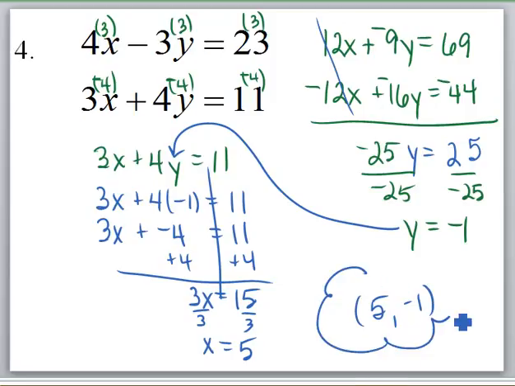And I'll go ahead and circle that. And I'll check my answer by plugging those back in. I already plugged it back into the second one, so really all I need to do is check the first one. So 5 times 4 is 20, and then -3 times -1 is a +3, so I do end up with 23 as my answer.